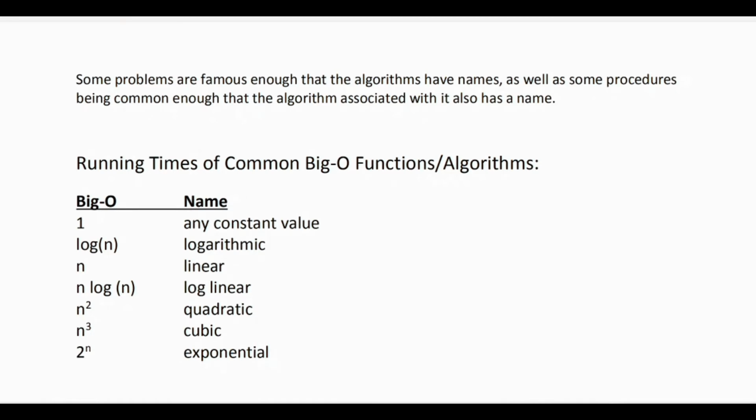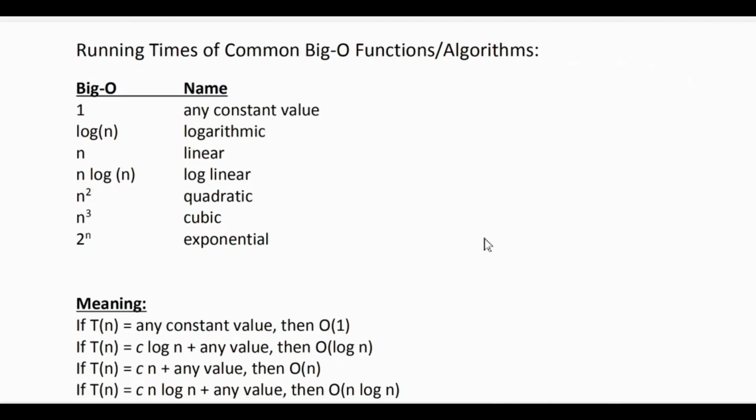Now, some problems are famous enough that the algorithms have names, as well as some procedures being common enough that the algorithm associated with it also has a name. For big O of 1, we call it constant. For big O of log n, we call it logarithmic. For O of n, we call it linear. For O of n log n, we call it log linear. For O of n squared, we call it quadratic. For O of n cubed, we call it cubic. And for O of 2 to the n, we call it exponential.